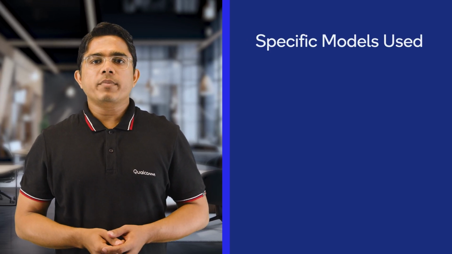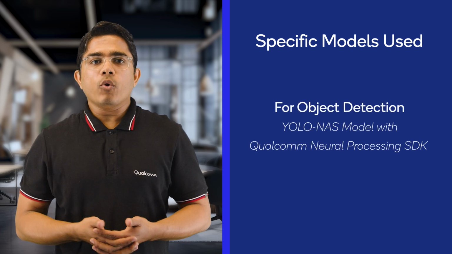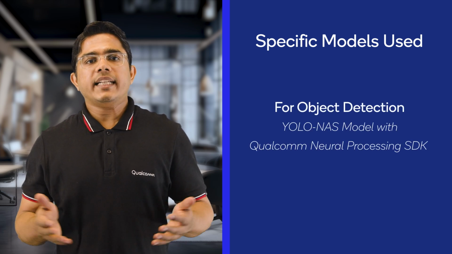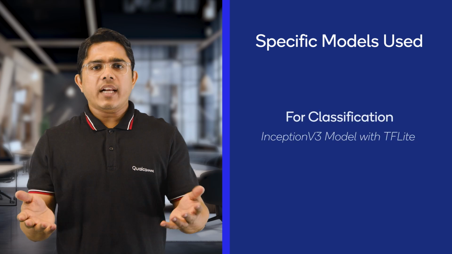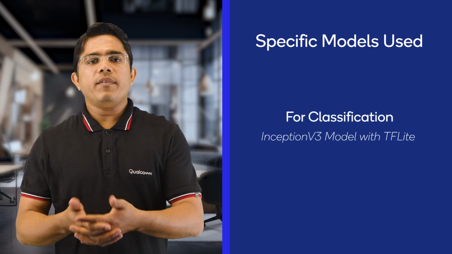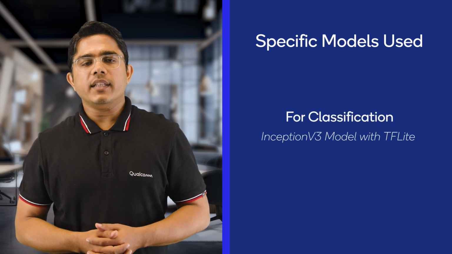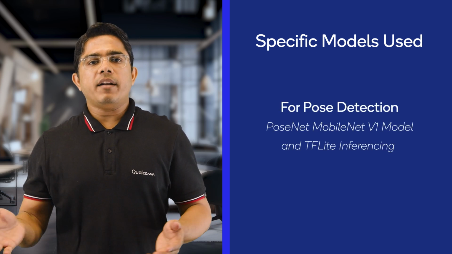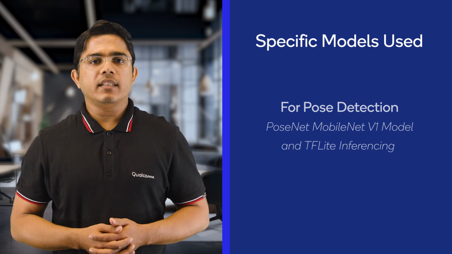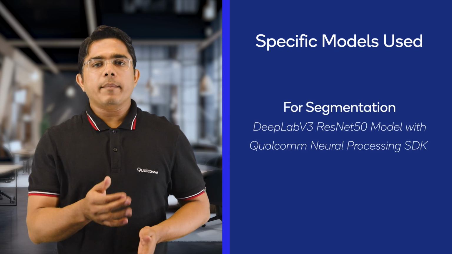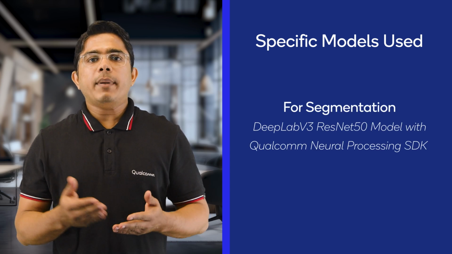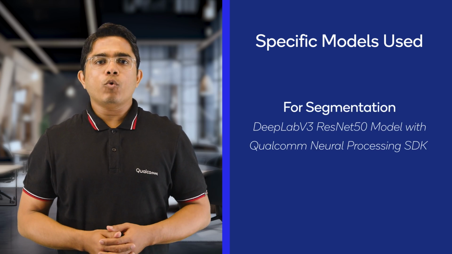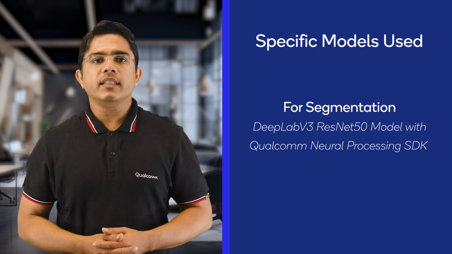Here are the specific models used in the sample apps for the 4 use cases. For object detection, the application uses YOLO-NAS model with Qualcomm Neural Processing SDK for inferencing. For classification, it uses Inception v3 model with TF-Lite for inferencing. For pose detection, it uses the PoseNet MobileNet v1 model and TF-Lite inferencing. Finally, for segmentation, the application uses the DeepLab v3 ResNet 50 model with Qualcomm Neural Processing SDK for inferencing.